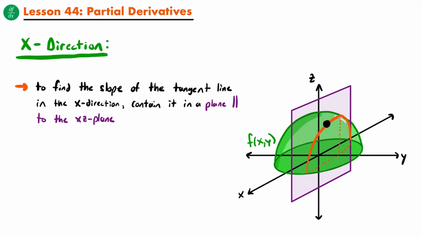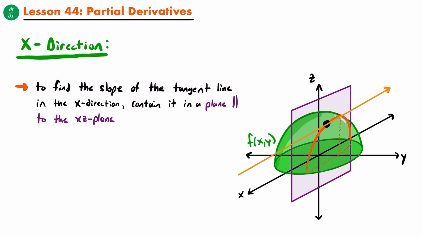And so then what we can do is find the tangent line at that point along the level curve, which there would only be one of, and that would be the tangent line that has the slope on the surface at that point in the x direction. Okay, that tangent line might look something like this.